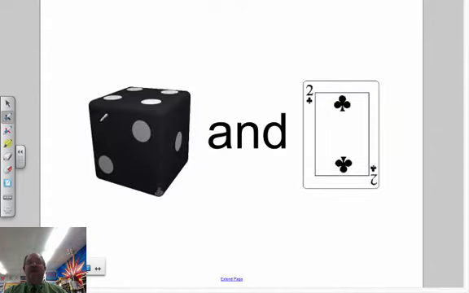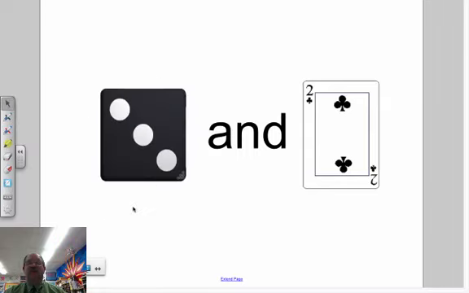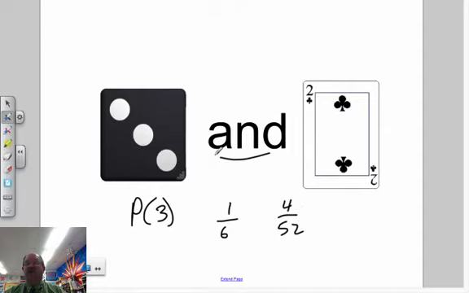Probability of two things happening at once. Let's see what fate gives us. What's the probability that we roll a 3? So the probability that we get a 3, and at the same time when we draw one, we get a 2 out of our deck. So the probability of the 3 is 1/6. The probability of the 2 is still 4 out of 52. But we want them both to happen.